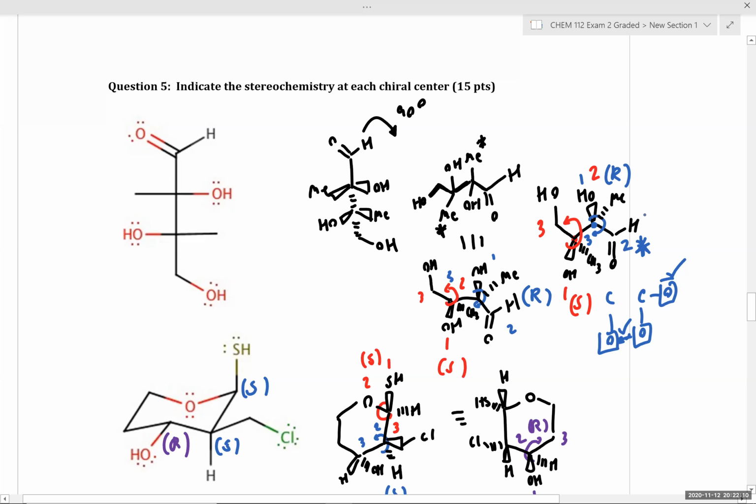Does that make sense to everyone? Does that idea make sense? Yeah. Perfect. That was a common thing where students arranged the structure in the right way, but they misassigned the priority, and that's why their structure didn't have the right stereochemical assignment.